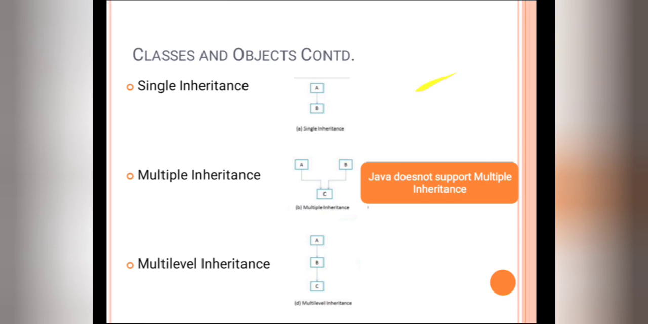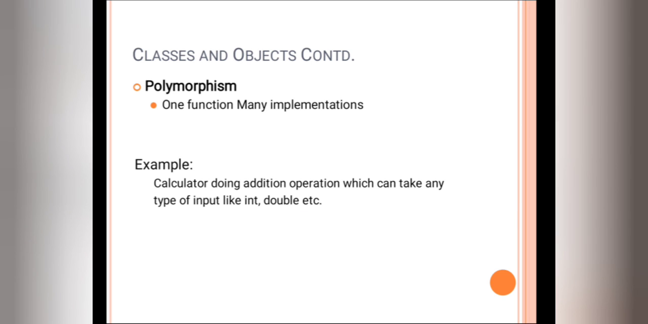Next, last, is polymorphism. In simple language, polymorphism is one function with many implementations. For example, a calculator doing an addition operation can take any type of input like int, double, etc. If we have one operation or property of the class that can be used for many types of inputs, then we consider it polymorphism. Classes and objects in object oriented programming support polymorphism, meaning any type of input can be handled by the class.